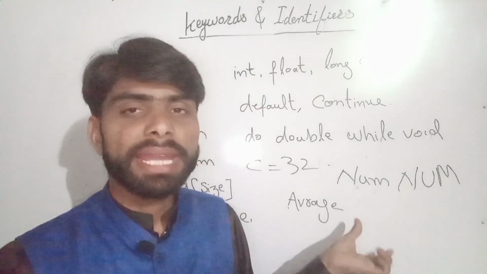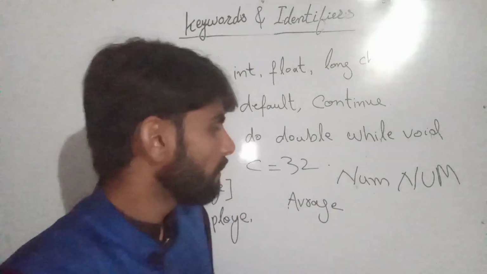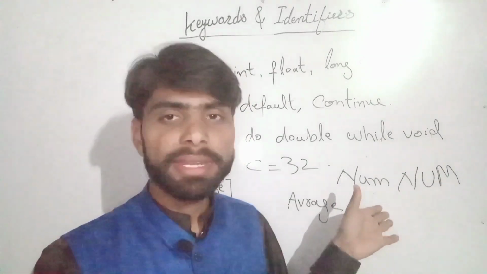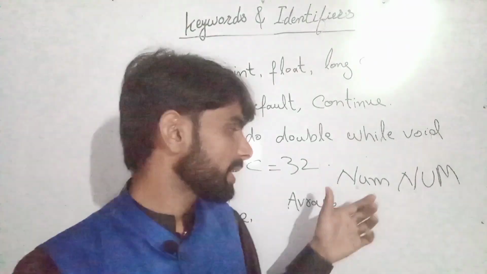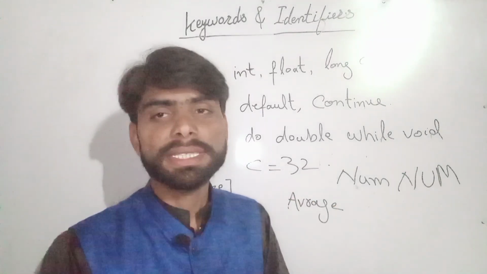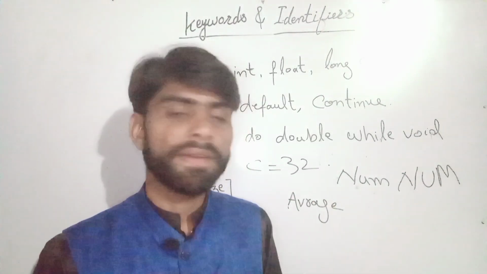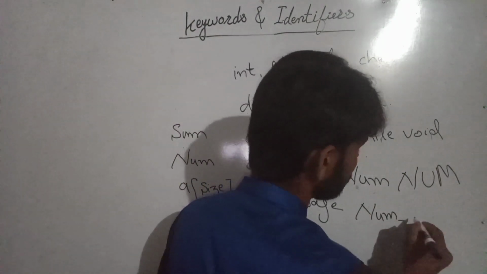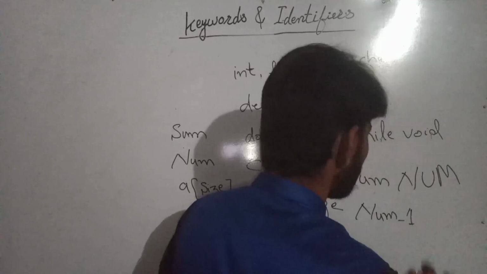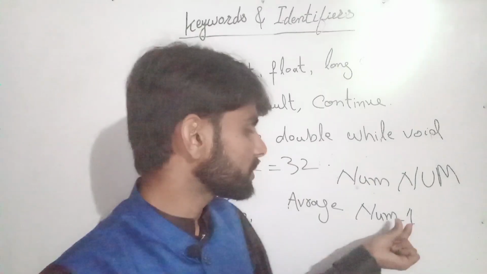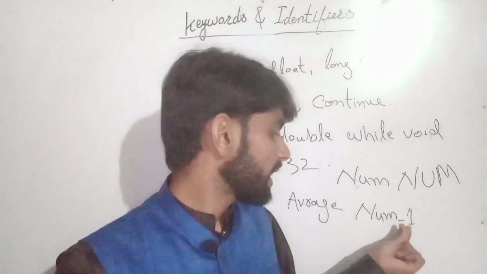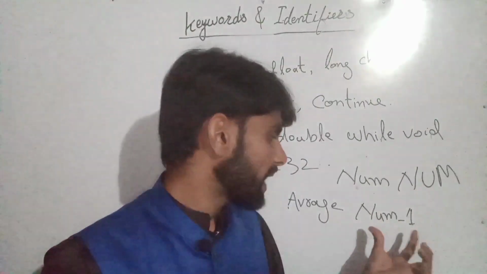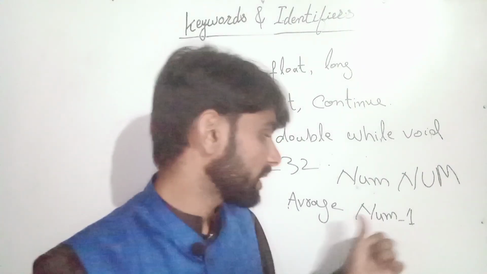And the next thing is that we cannot use any special characters to construct a variable, but underscore is valid, right? For example, I write here num_1. This is a valid variable because I have written an underscore, not a space, and 1. So this is a valid way to construct a variable, right?